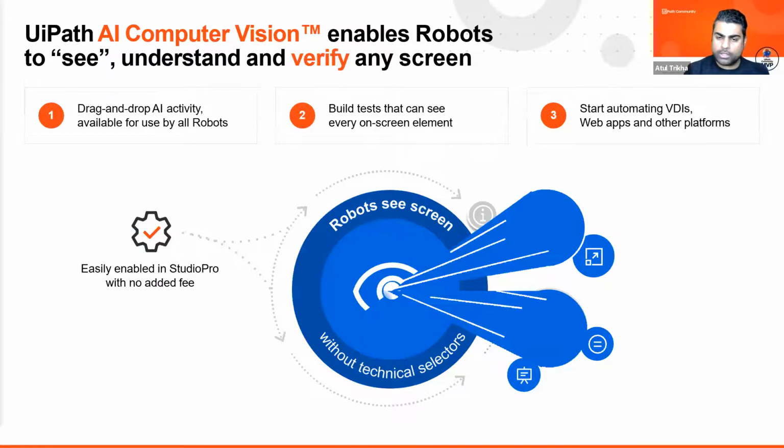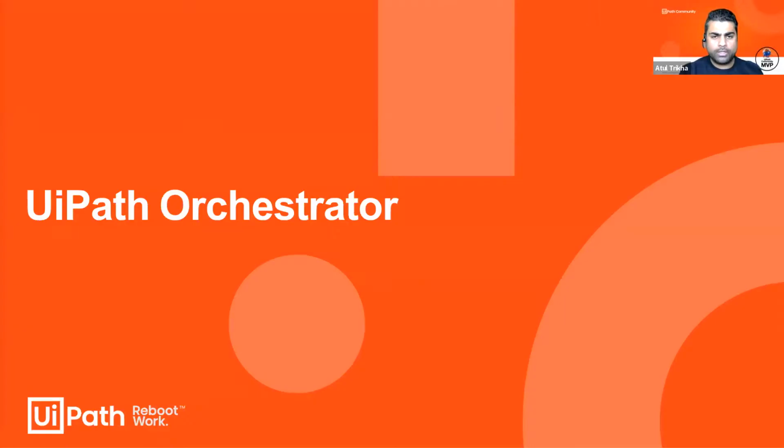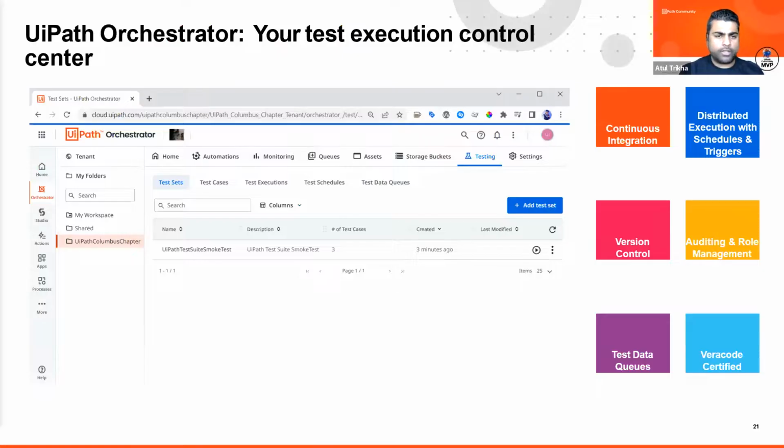So this is about the Test Studio. We have covered how Test Suite can be integrated with the automation platform. We gave an example of the computer vision last meeting, so I'll not go into that. Orchestrator is similar to that. Here it is a complete, central place where you can see your automation.